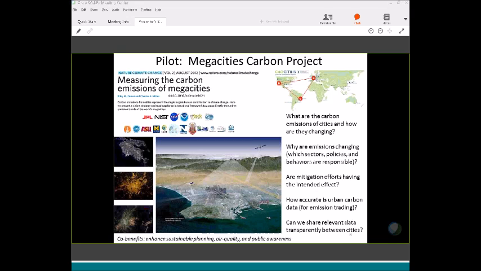and we're working together to answer these types of questions. What are the carbon emissions of cities, and how are they changing? More importantly for us, why are they changing? What are the specific sectors, policies, and behaviors that are responsible for changes, whether it's growth or stabilization? Are mitigation efforts having the intended effect? Again, plural mitigation efforts, because most cities are implementing a portfolio of responses to climate change, not just one.